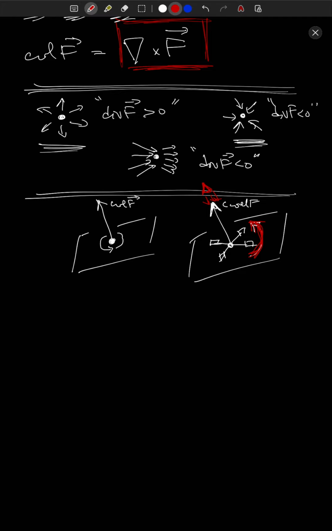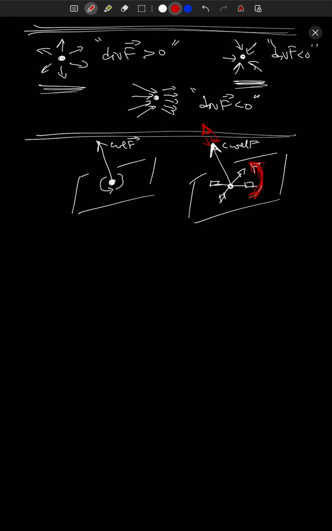In any case, if you put these paddles in this configuration, this is where the paddles would spin the fastest. So that's the meaning of the direction of the curl. The length of the curl would be, in a way, telling you how fast these paddles would spin. How rotational is the vector field around this point? And again, this is all at a point, so this is all infinitesimal.